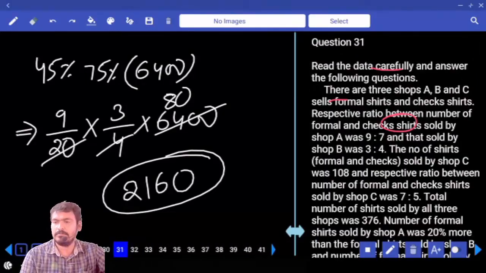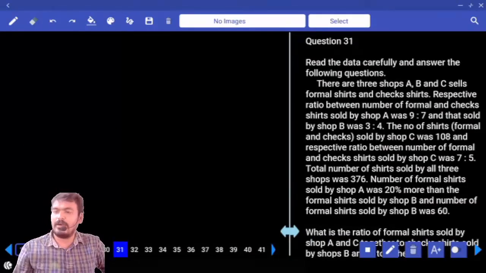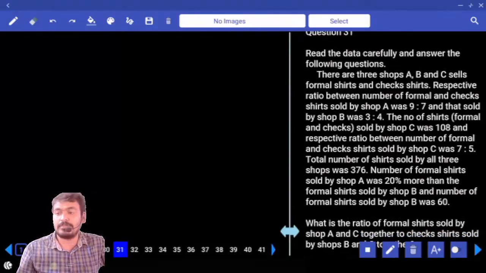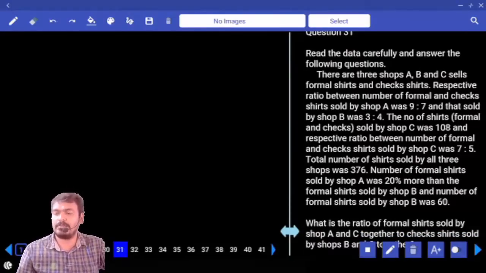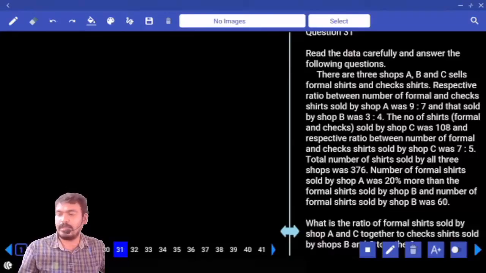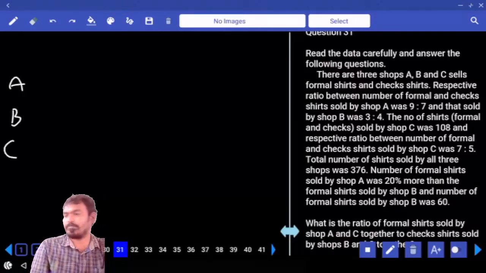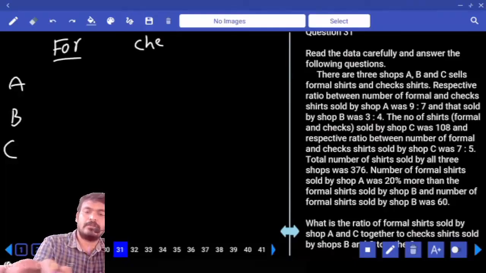31. Read the data carefully and answer the following questions. There are how many shops? 3 shops. ABC sells formal shirts and check shirts. Respective ratio of the formal and check shirts sold by A was how much? 9:7. Total how many shops? 3 shops or not? A, B, C. And first one is formal. Second one checks or not?